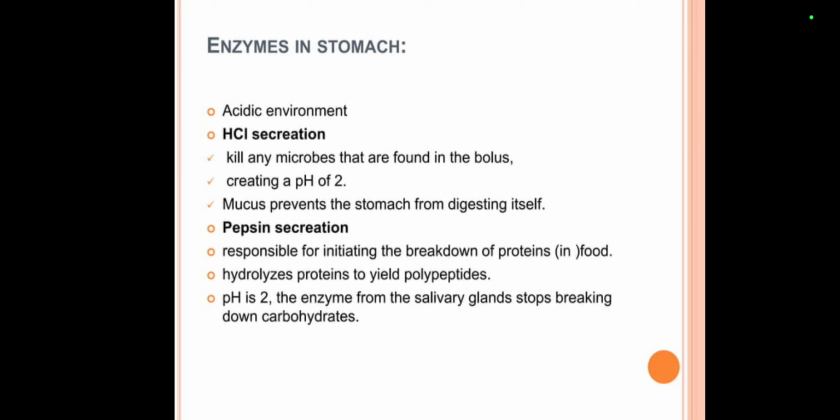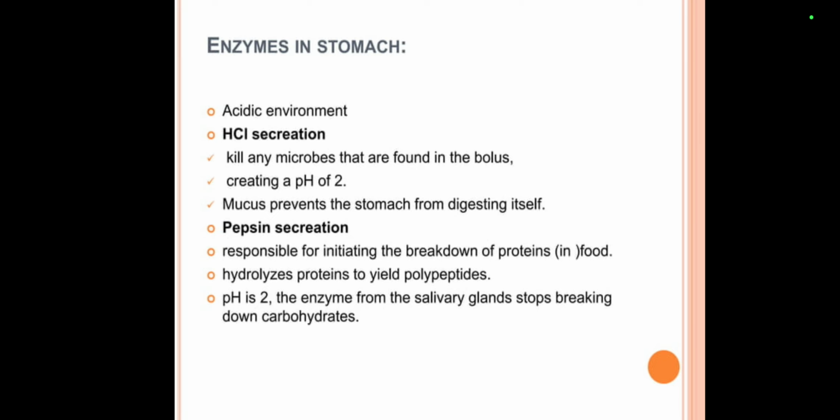Okay, let's move forward to the enzymes that are located in the stomach. So we have an acidic environment. We also have the hydrochloric secretion. When we say hydrochloric secretion, it is more focused on killing microorganisms. The pH of it, since it is acidic, is of course 2. Mucus prevents the stomach from digesting itself. When we say mucus, it is more particularly a semi-permeable surface lining. So it is like an outer layer.